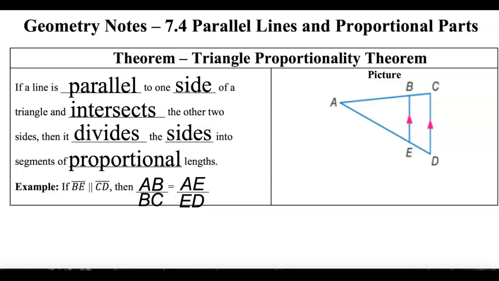Right, today we're going to look at the relationships between proportional parts of triangles with parallel lines inside the triangle. So the theorem here is, if a line is parallel to one side of a triangle and intersects the other two sides, then it divides the sides into proportional segments. So essentially it's going to be a shortcut for finding missing side lengths.